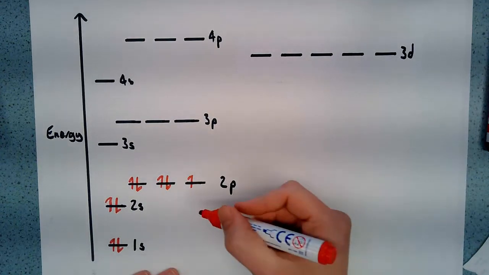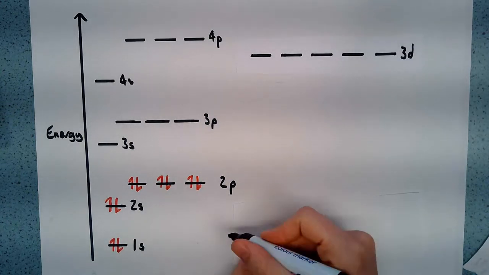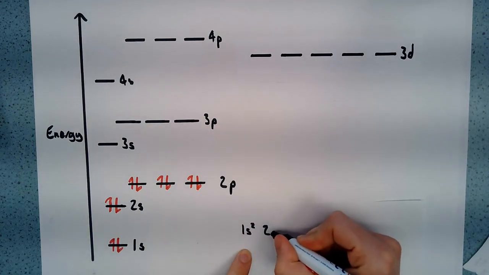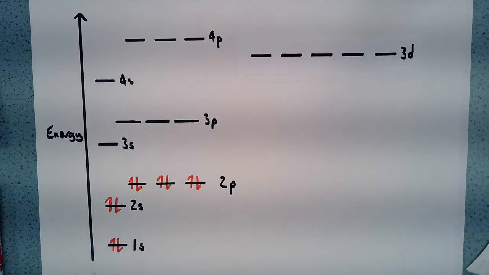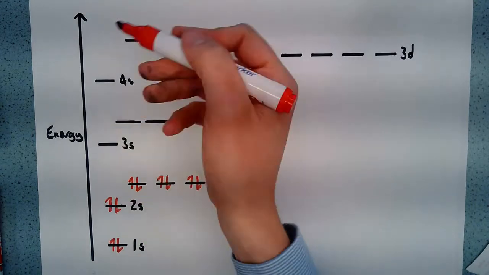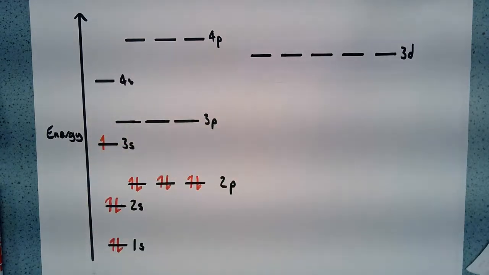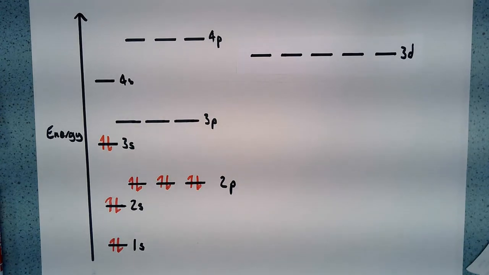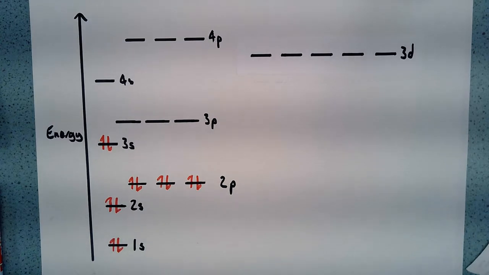Then when we come to neon, we would pair them up like that, which means that neon's electron configuration would be 1s2, 2s2, 2p6. So when we come to the third shell, we use the same rules as we did before. Sodium starts with 1 electron in the 3s orbital, and then when we come across to magnesium, we end up with a second electron in the s orbital as well.